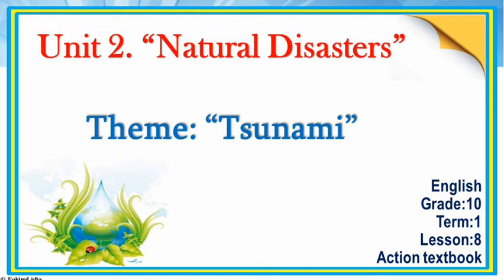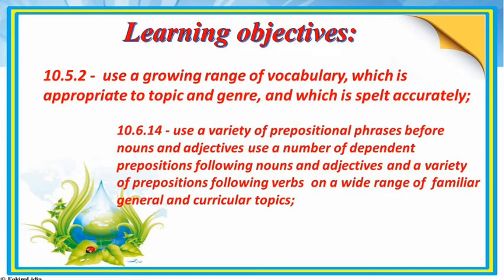Learning objectives of our lesson. Use a growing range of vocabulary which is appropriate to topic and genre and which is spelled accurately. Use a variety of prepositional phrases before nouns and adjectives. Use a number of dependent prepositions following nouns and adjectives, and a variety of prepositions following verbs on a wide range of familiar, general, and curricular topics.